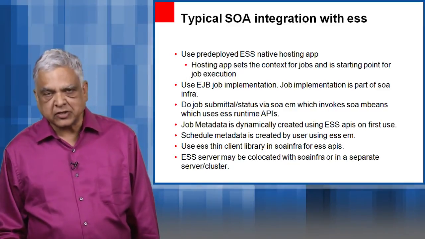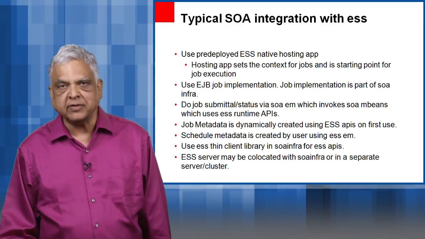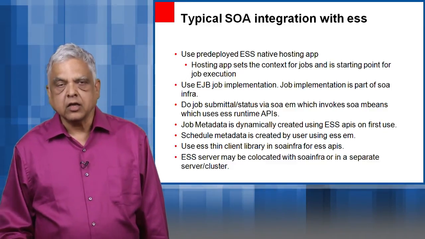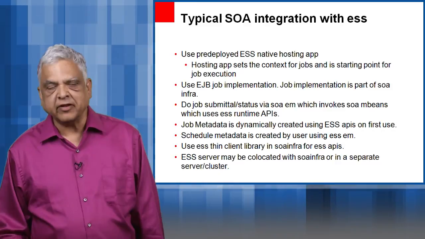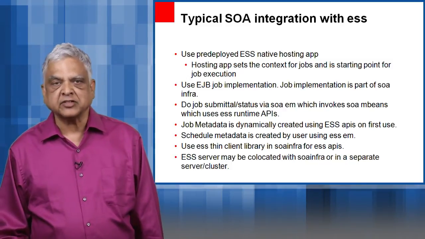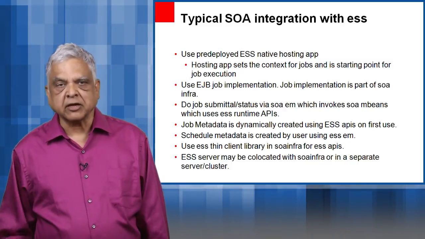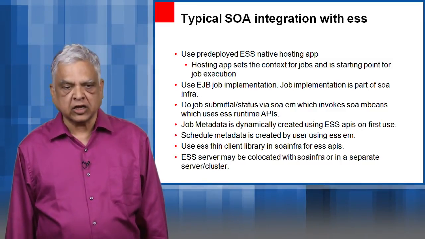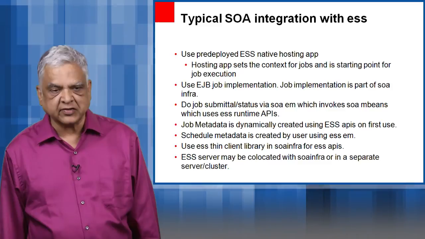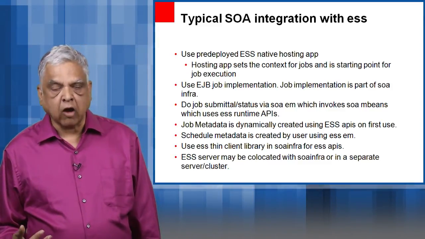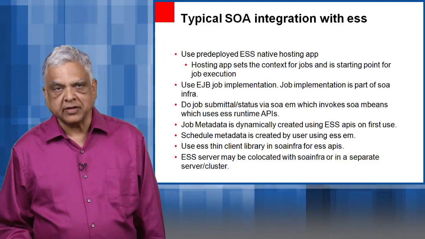So there are multiple steps to creating a job. You first create a job definition that tells ESS where the job is and what its parameters are. Then you go ahead and submit the job, and when you submit the job, you point to the job definition and you give a schedule, and the job would execute based on that schedule. So you can submit the job from SOA EM, which invokes SOA MBeans, which use ESS runtime APIs. So that's basically how out-of-the-box jobs in SOA are submitted.